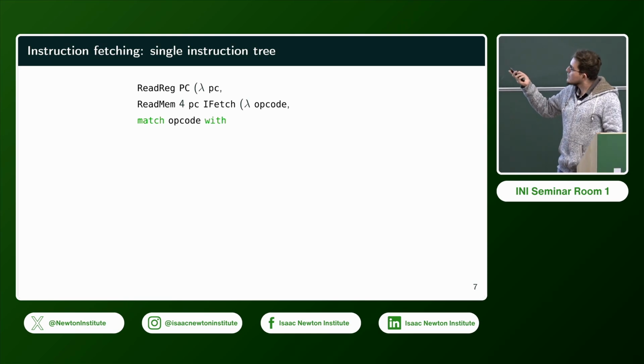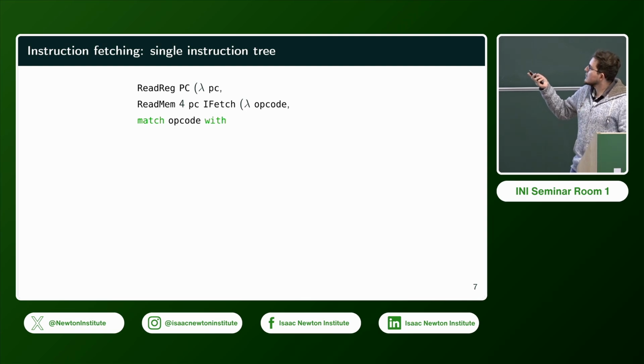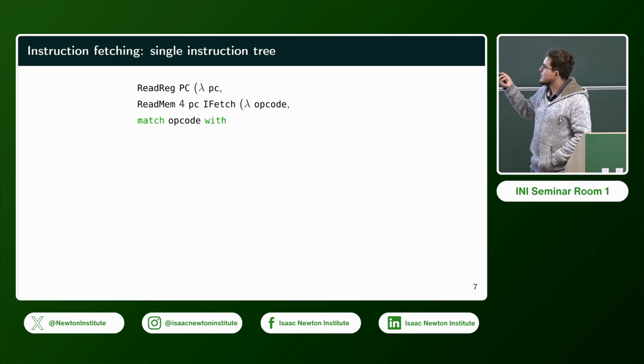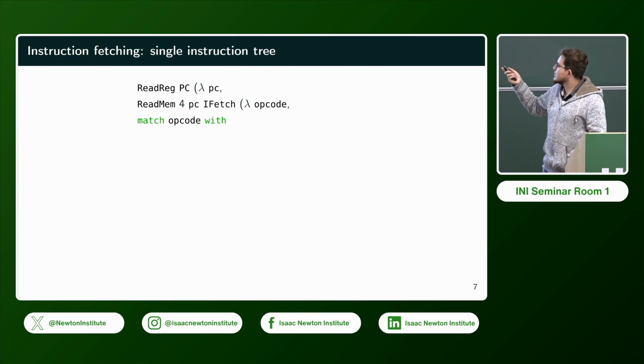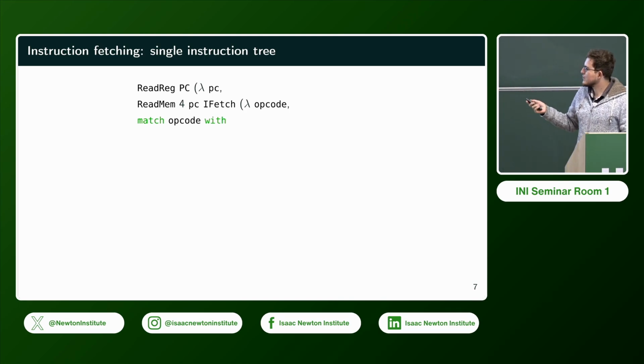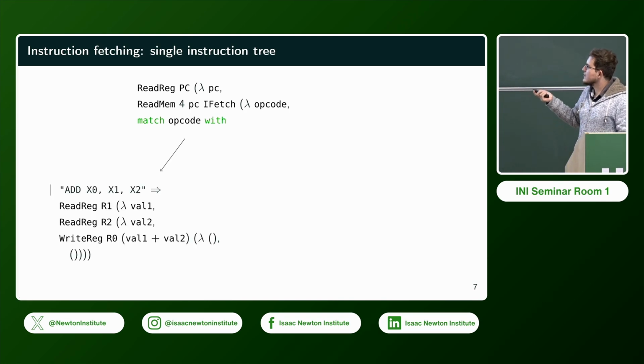So for example, all instructions will start by reading the PC register, getting the value, then issuing a fetch read to get the opcode, and then doing a big match on the opcode. So I mean, for a fixed size instruction architecture, it's just one read. For x86 the code here would be slightly more subtle, but I haven't thought about that too much. And then this match can dispatch.